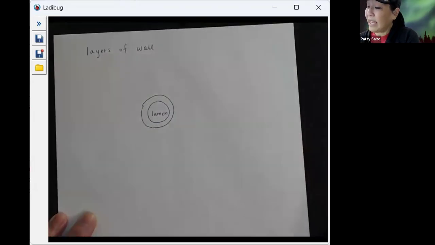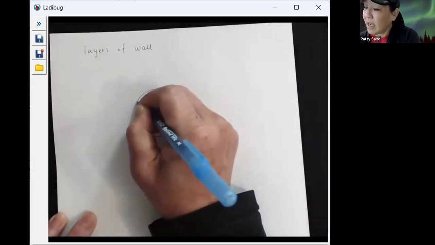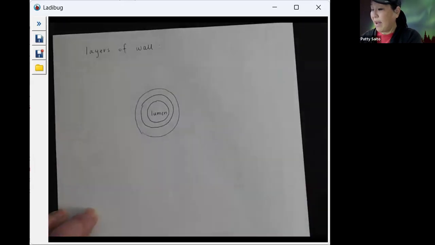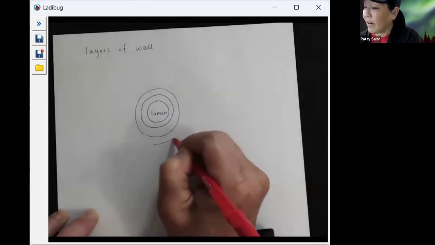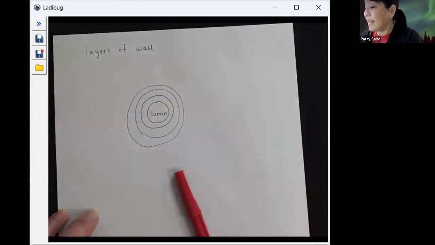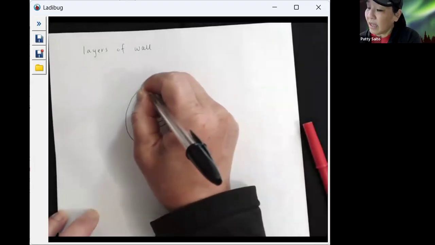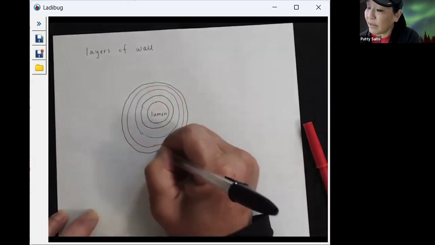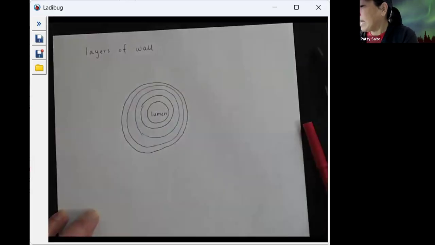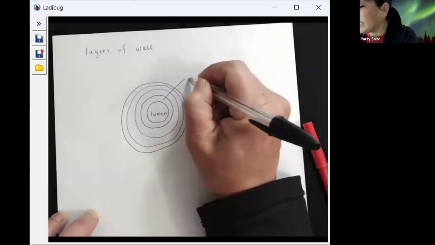Then we have the submucosa. Then we have the muscularis. And then we have the serosa. So serosa, think serous membrane, maybe. All right, so let's start here. Here's the muscularis.